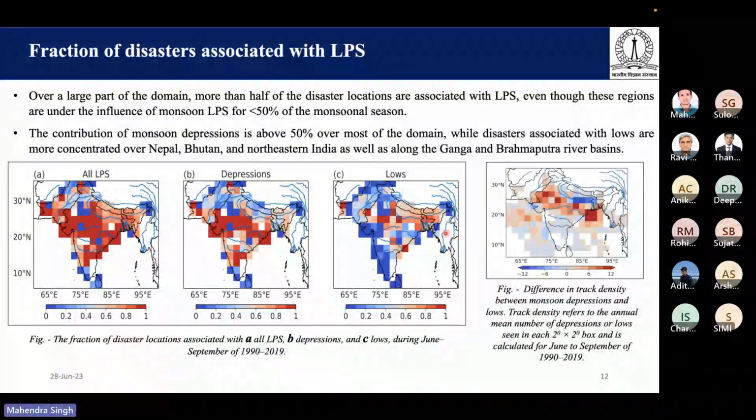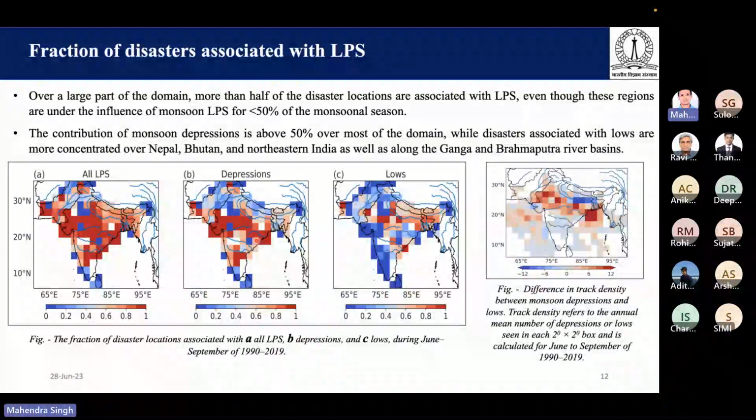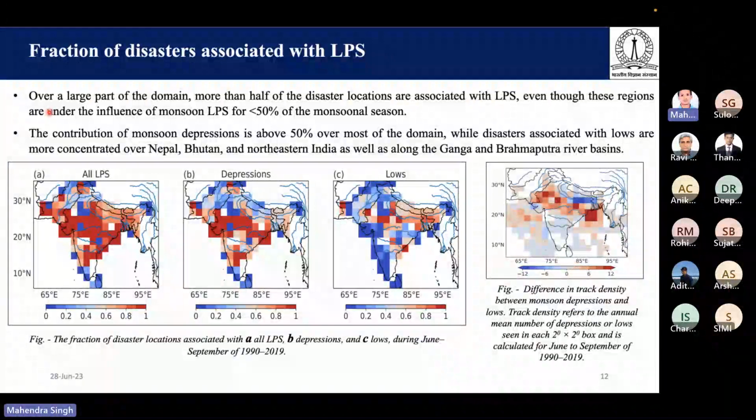So here they have shown the fraction of disaster locations associated with all low pressure systems, and figure B shows it only for depressions, and figure C shows it only for lows during the monsoon season. So here we can see that over a large part of the domain, more than half of the disaster locations are associated with the monsoon low pressure systems.